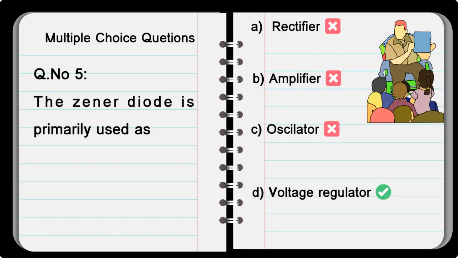Students, listen to me. I am going to read the question once again. Question number 5. The Zener diode is primarily used as Option A. Rectifier. Option B. Amplifier. Option C. Oscillator. Option D. Voltage regulator. Correct answer is option D. Voltage regulator.